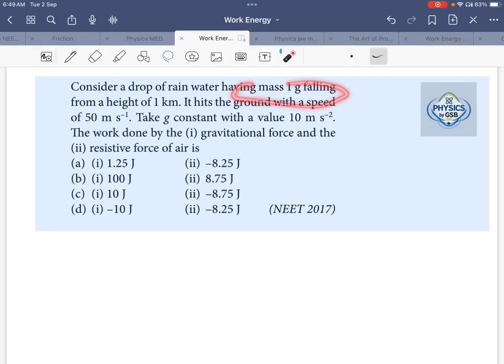So in this question, it has been given that there is a raindrop of mass 1 gram which is falling from a height of 1 kilometer, and it hits the ground with a speed of 50 meter per second. And we have to find work done by gravitational force and resistive force.